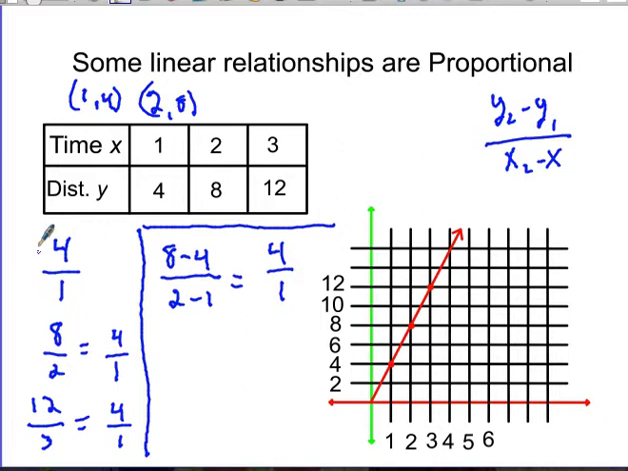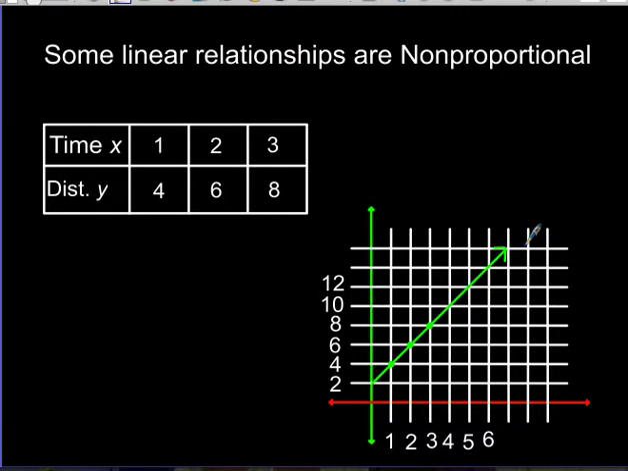Is that always going to happen? Hold on to that thought. We're going to see, because that's an interesting discovery that we're on the verge of making here. So before we move on with proportional relationships, let's take just a minute to look at this. Some linear relationships are non-proportional.